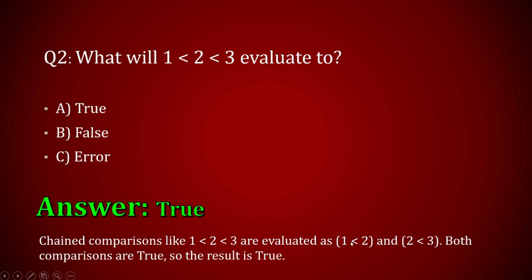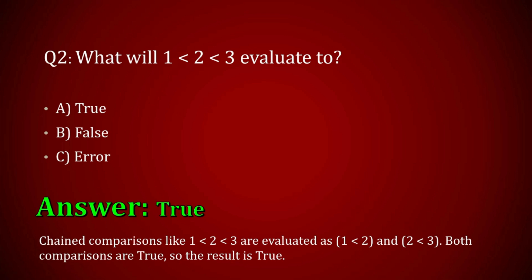Okay. So now 1 is less than 2. Yes, of course, it is correct. True. And 2 is less than 3. Yes, it is true. So both are true. And we have an AND operation. When both are true in the AND operation, the output will be obviously true, right? So the result is true. So we have the option A, which is true. The correct option is A.